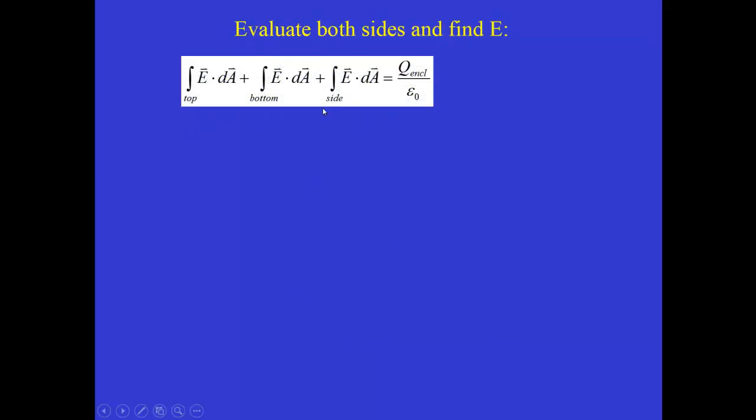So as I said, that flux integral on the left-hand side now gets broken up into three pieces. E dot dA integrated over the top surface, then the bottom surface, and then the curved or side surface, equals Q enclosed over epsilon 0.